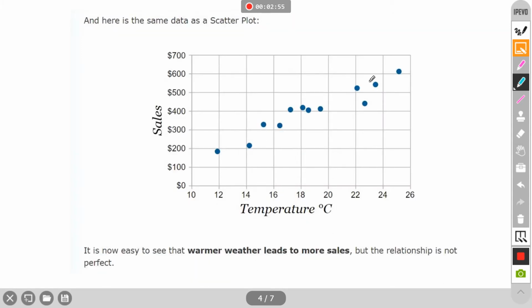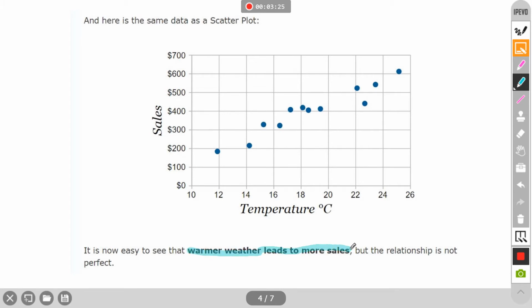We notice that this happens to have a positive association or a positive trend. Remember, trend can be another word for association or correlation. As the temperature seems to rise, so do the ice cream sales, like how much money you're going to make that day for selling ice cream. So warmer weather, more sales. That's what we're seeing right down here. Warmer weather leads to more sales.